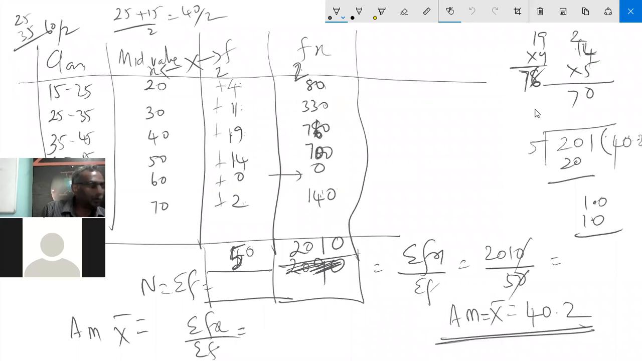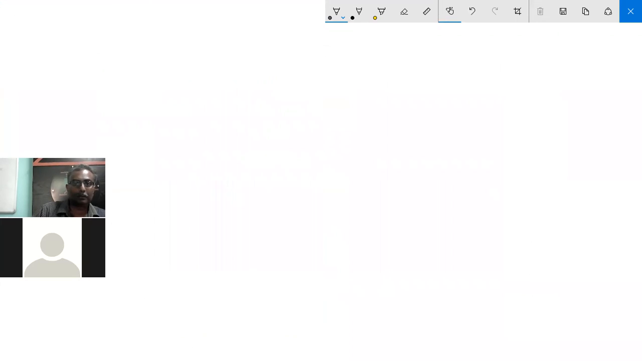You find the lower quartile. Lower quartile means find Q1. Then upper quartile means find Q3. Then 7th decile means D7. Then 5th decile means D5. Then 60th percentile means P60. Okay, that you have to find. This is given for a frequency distribution.